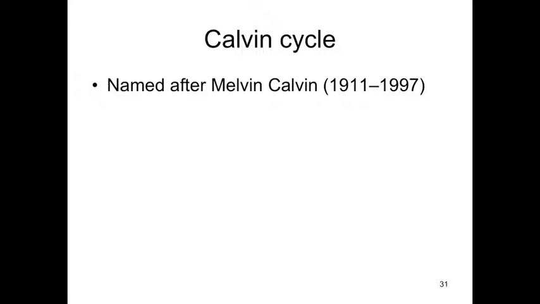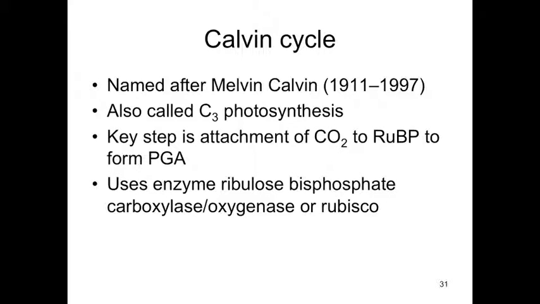So the Calvin cycle was named after Melvin Calvin, and it's also known as C3 photosynthesis, because we form a 3-carbon molecule at the end of the Calvin cycle. Two 3-carbon molecules come together to form a 6-carbon molecule that we'll call glucose. The key step in the Calvin cycle is carbon fixation, or the attachment of CO2 to another molecule called RuBP. The enzyme that's used here is called rubisco for short, or ribulose bisphosphate carboxylase oxygenase. It's a long name, so you can see why we call it rubisco for short.